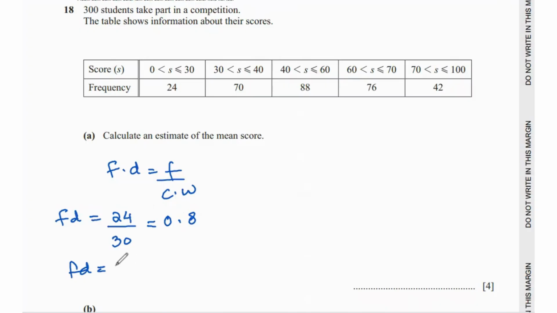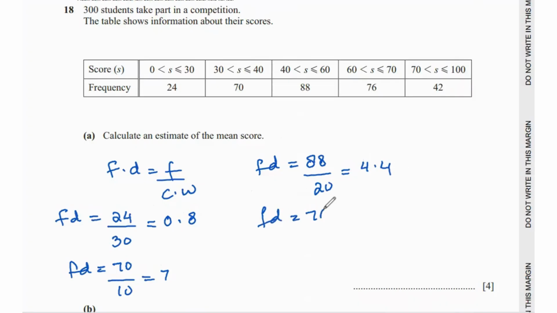Then 70 divided by 10, that's 7. Then 88 divided by 20, which is 4.4. 76 divided by 10, 7.6. 42 divided by 30, 1.4.